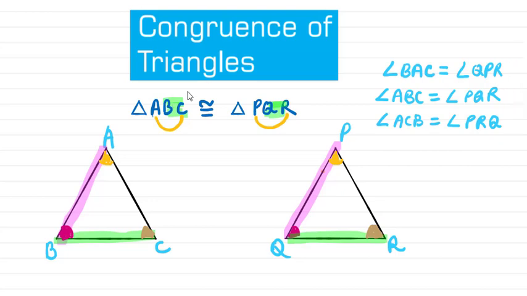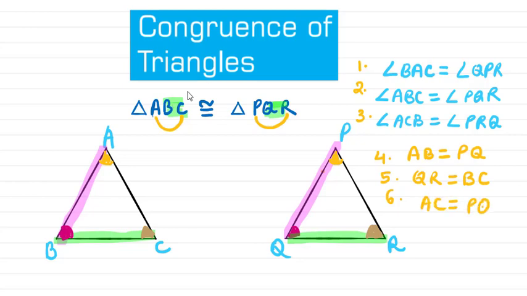So whenever two triangles are congruent, then these six corresponding parts will always be equal. The first three I've already written, and the next three, 4, 5, 6, are the sides. As I've told, AB will be equal to PQ, QR will be equal to BC, and also AC will be equal to PR. So all these six parts will be equal if the two triangles are congruent to each other.